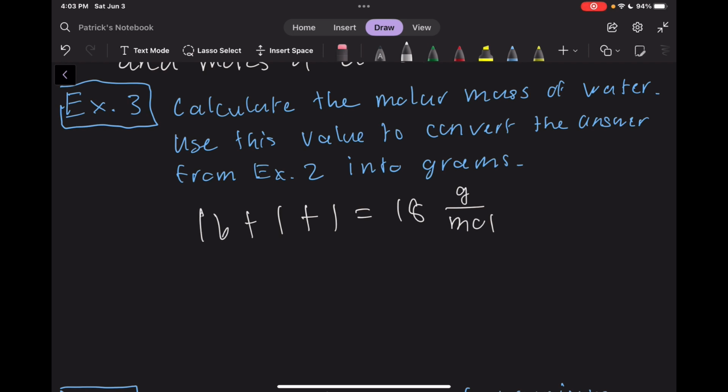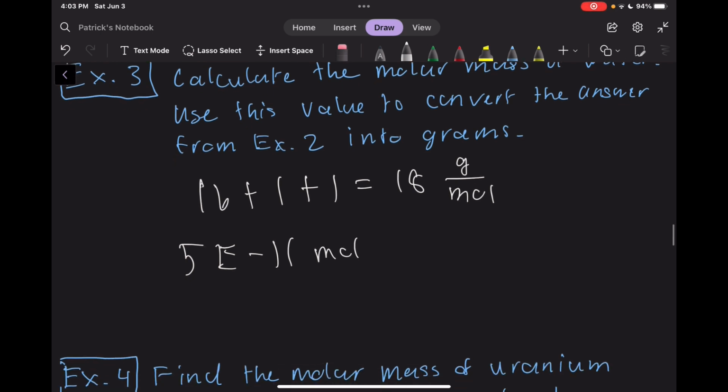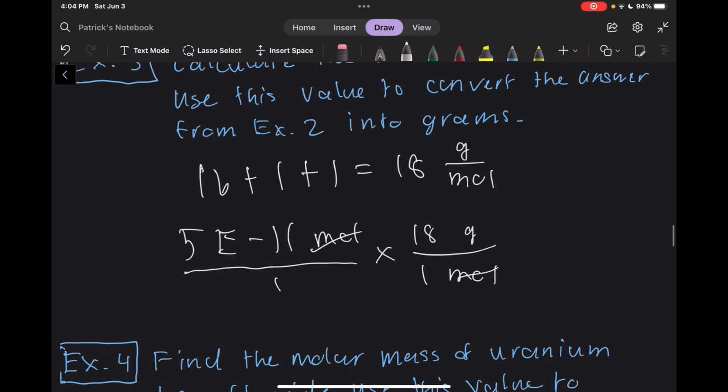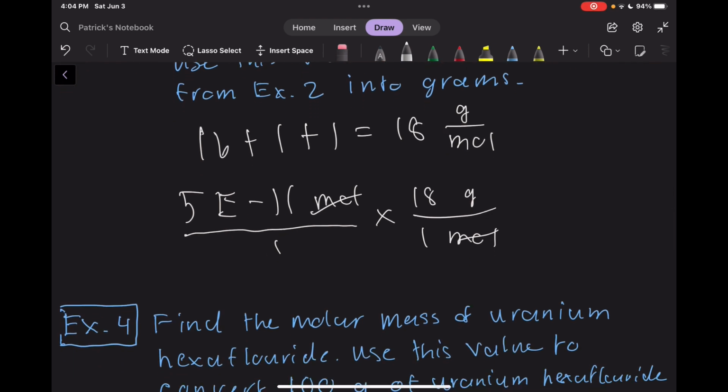In example 2, our answer was 5 times 10 to the negative 11th, or 5 e to the negative 11th moles. To convert this into grams, we need to multiply it by the molar mass. These two mole units cancel out, and we're left with a final answer of 9 times 10 to the negative 10th, with a unit of grams.